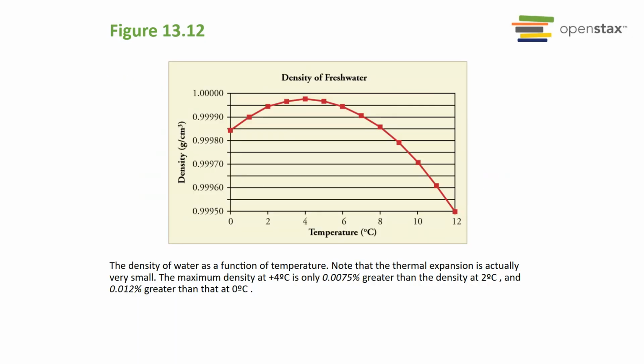Here I have a chart that has the density of water as a function of temperature. Note that the thermal expansion is actually very small, but the maximum density is at about 4 degrees Celsius, which is just a little bit more than the density at 2 degrees. There isn't that much of a decrease in the density of water, but you can see that there's a maximization, like there's a sweet spot right here for water.